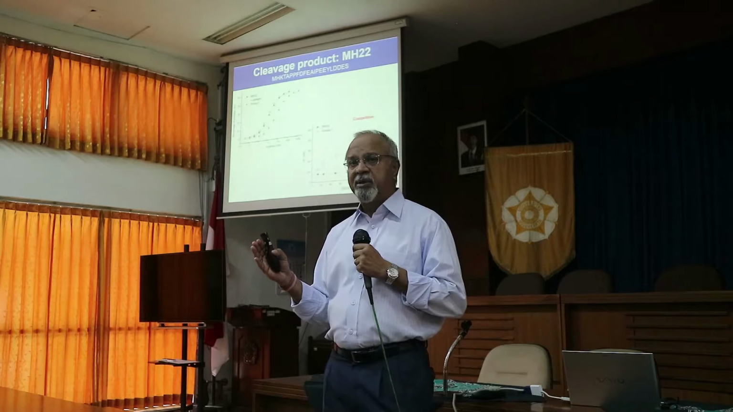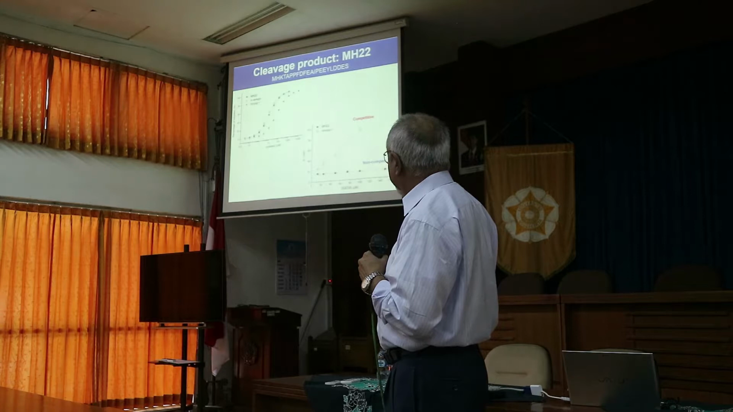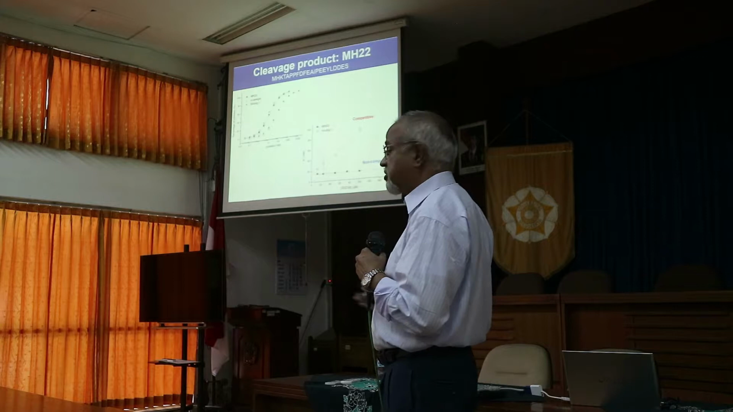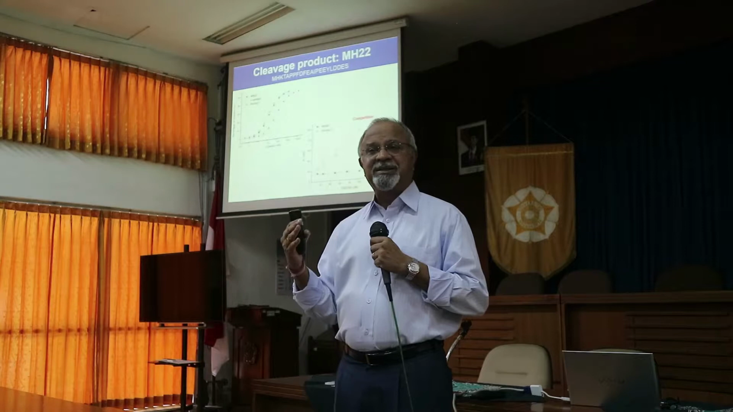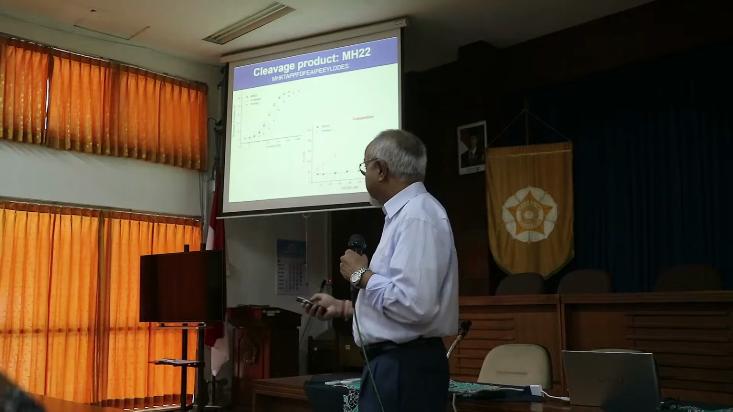But if you look at the mode of inhibition, Kirilog is a competitive inhibitor. As you increase the substrate concentration, you can remove the inhibition. Whereas MH22 is non-competitive. So it binds, but it is not competing with the substrate. So it allows it to continue to inhibit.